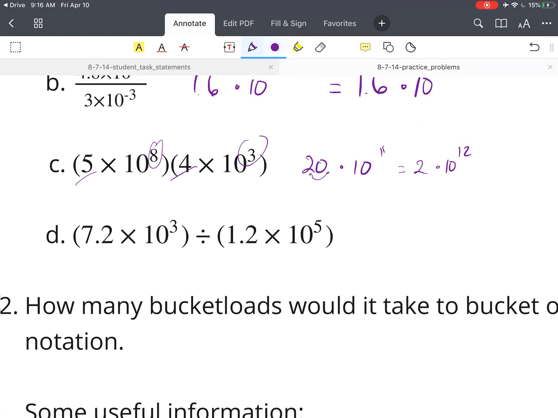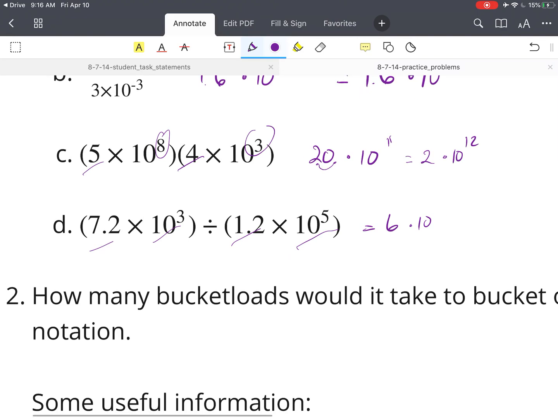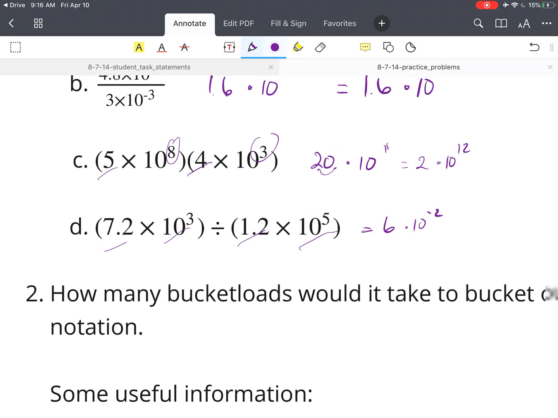We're dividing here, okay? So 7.2 divided by 1.2. That's the same thing as 72 divided by 12, which I know is 6. And then 10 to the 3rd over 10 to the 5th. Well, that's going to leave me with 2 10s in the bottom, which I know I can write as negative 2, okay?